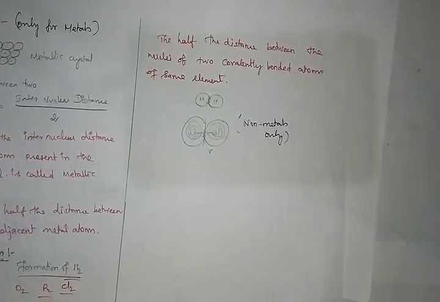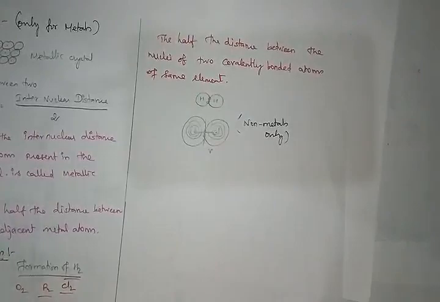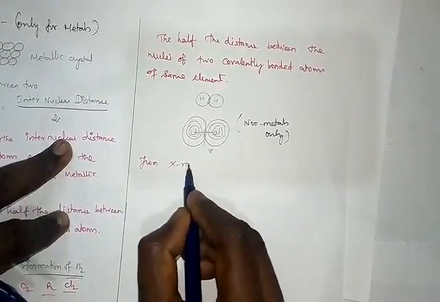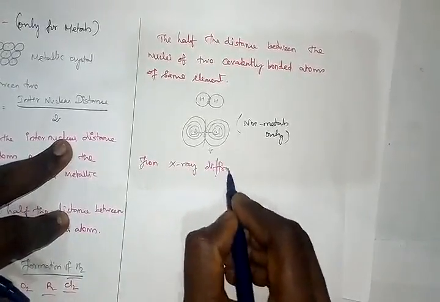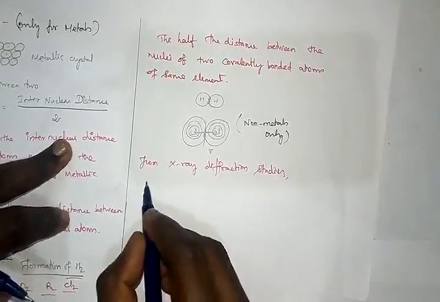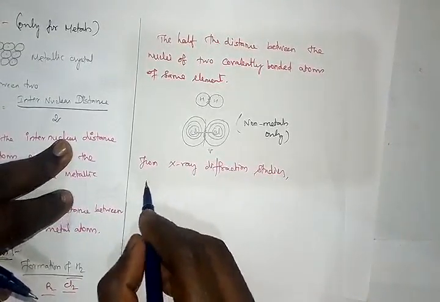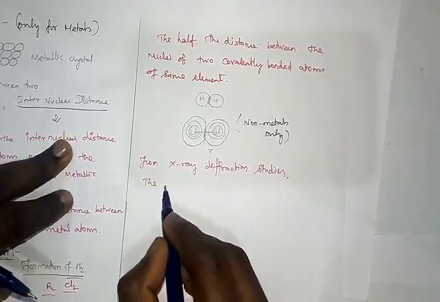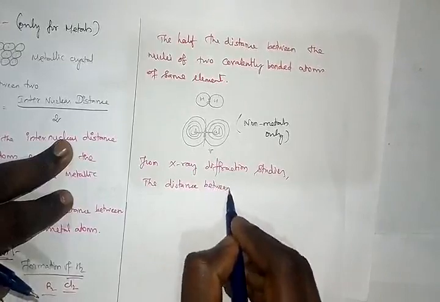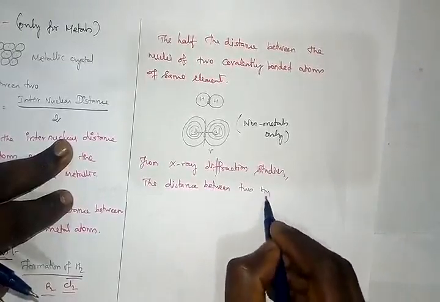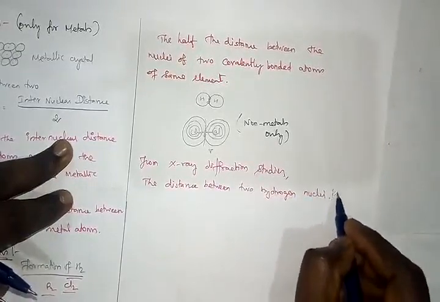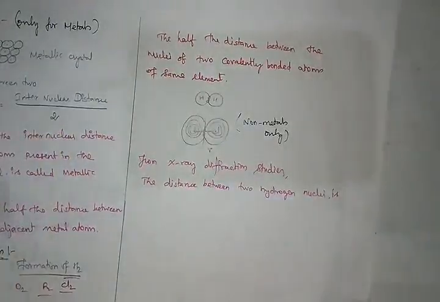So let us see some examples, my dear children. From X-ray diffraction studies, the internuclear distance is the distance between two hydrogen nuclei. Yes, so let me draw a diagram for that.